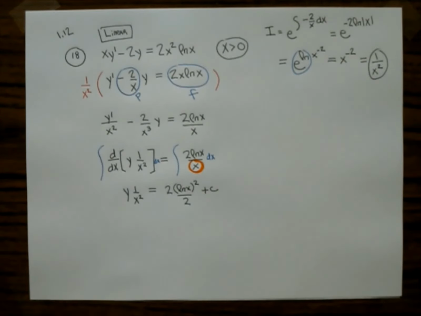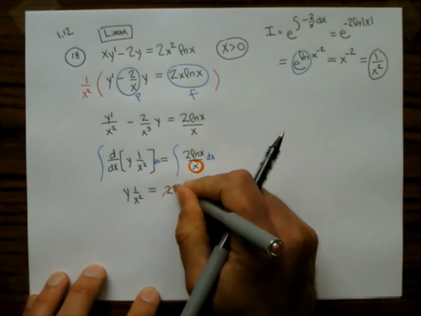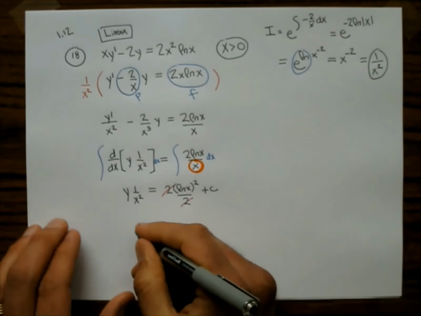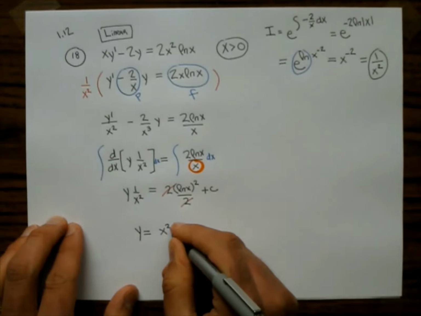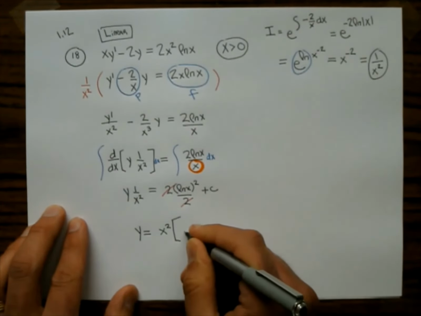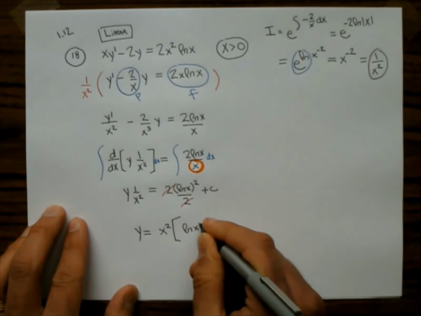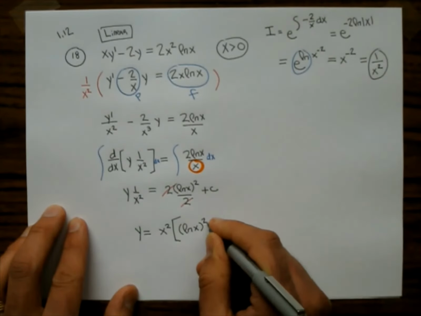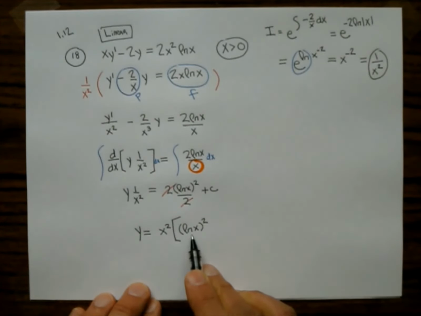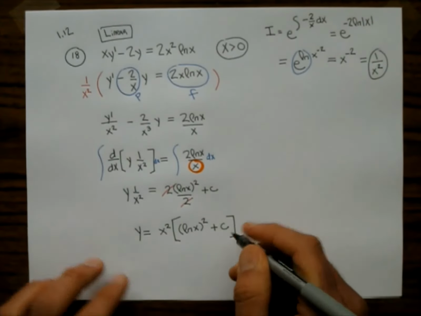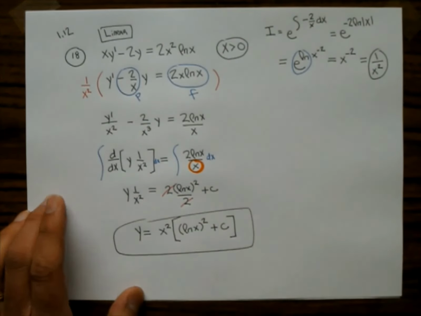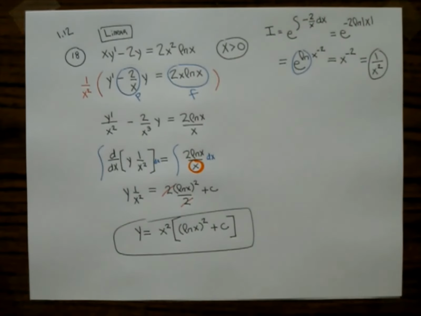Okay, so the 2's are going to cancel. And you're trying to solve for y. So y is actually going to equal x squared times that. So this is (ln x) squared. Make sure you put parentheses around that. That's not the same as ln of x squared. It's ln x, and then there are 2 copies of that. So those are different. And then we have plus c. And there's an example that illustrates the method of the integrating factor.